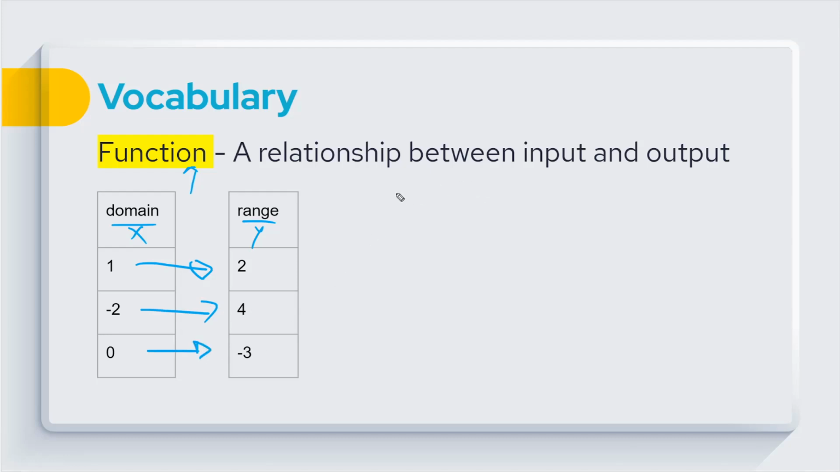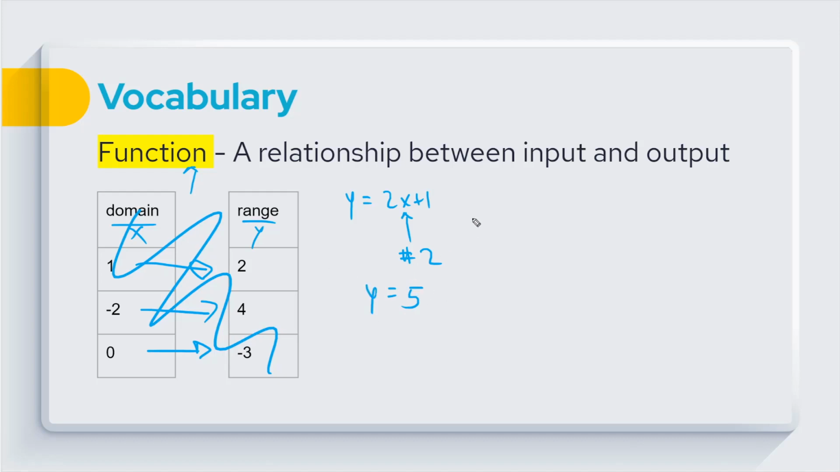Let's just write a different equation. y equals 2x plus 1. If we put a value into the x, such as 2, 2 times 2 is 4, plus 1 is 5. y equals 5 when x equals 2. When x equals 2, y equals 5. So it's going to be written like this, right?